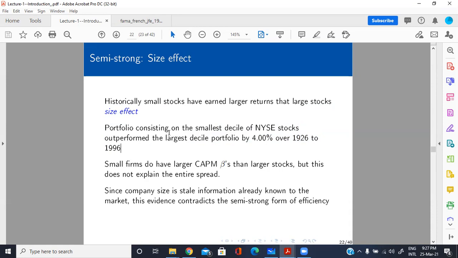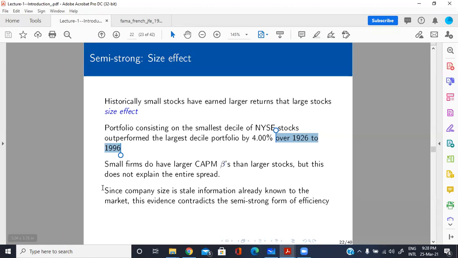Okay. So a portfolio consisting of the smallest decile of the New York Stock Exchange stocks outperforms the largest decile portfolio by 4% over how many periods? You see how many years, from 1926 to 1996, 70 years. So you see which investments are providing higher return, investment in a small firm or investment in a large firm? Small cap firms. A small cap firm, and it cannot be explained by the CAPM beta. It cannot be explained by the CAPM beta.